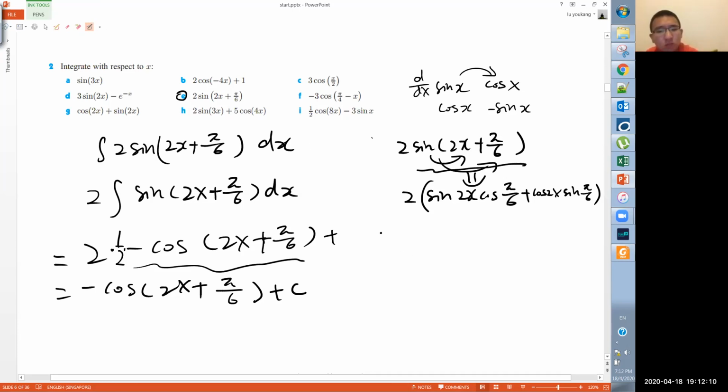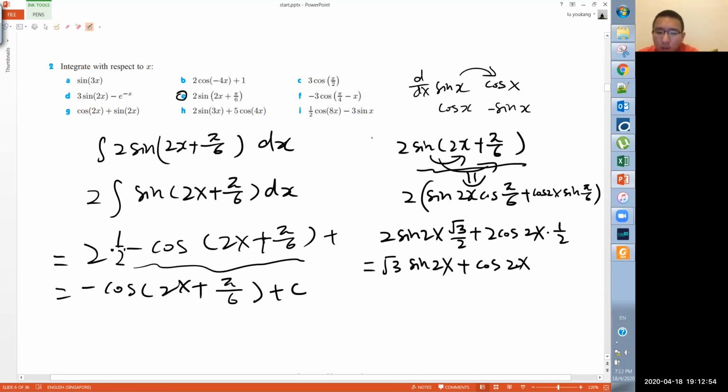So just open the bracket. Cosine pi over 6, you can use a calculator, which is cosine 30 degrees, right? So cosine 30, you get this. And then cosine 2x times sine 30, which is 1 over 2. And then what do you get? You get square root 3 sine 2x and then cosine 2x.